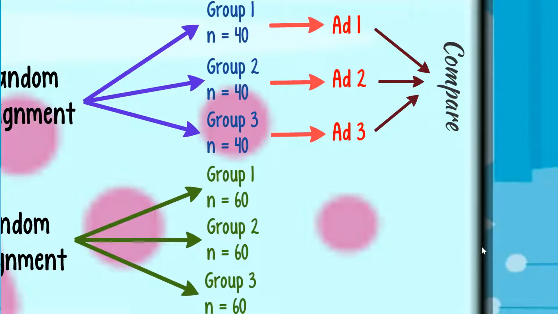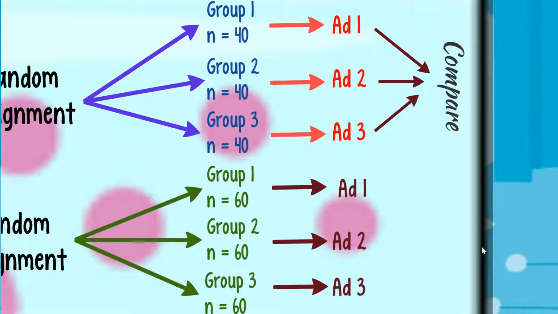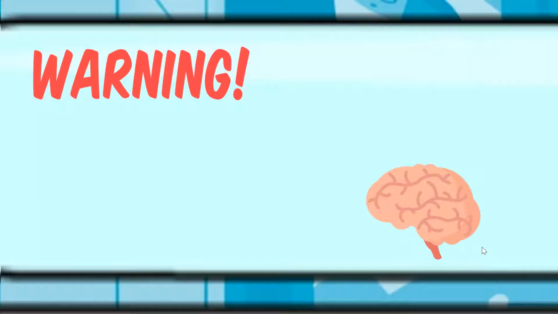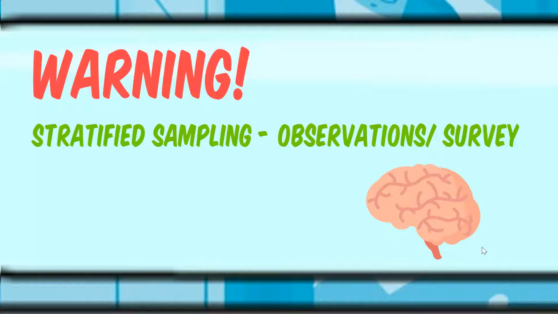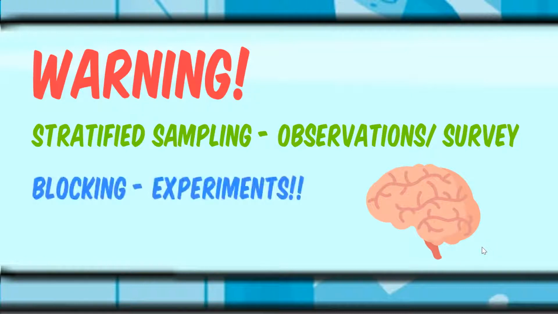Men are a little different because there's 180. Again, all 3 ads, and then compare. Notice you're done. Do not bring those 2 compares together. You cannot compare across blocks. Be very careful. Also, keep in mind, stratified sampling is only for observational studies and surveys. Blocking is for experiments. Be very careful on the vocabulary. They're very similar, but are used in different contexts.